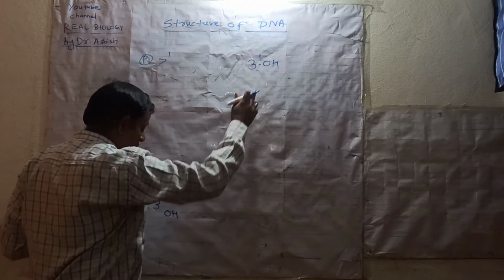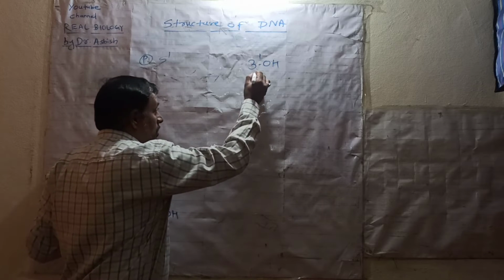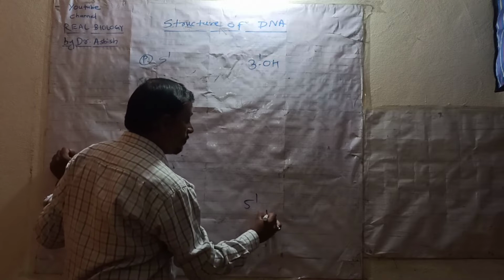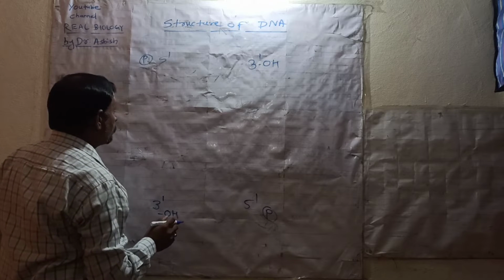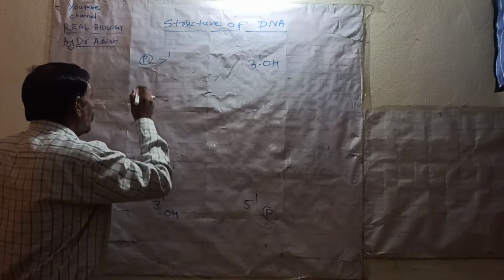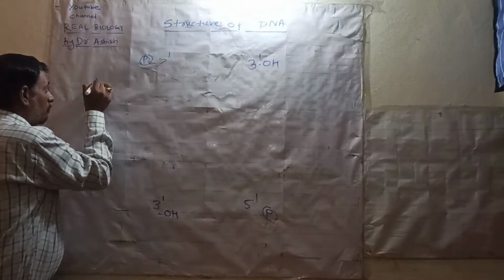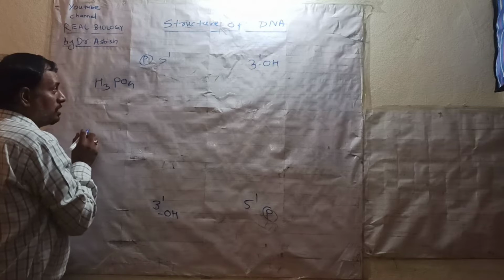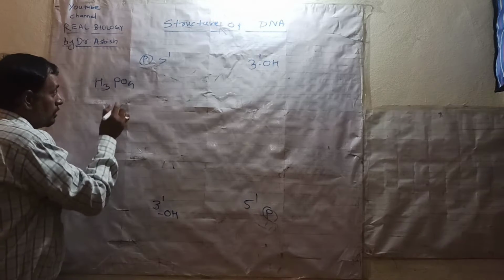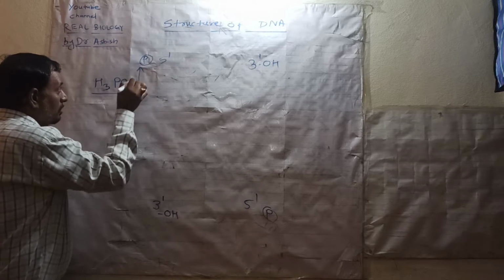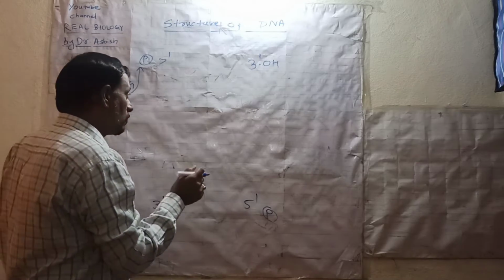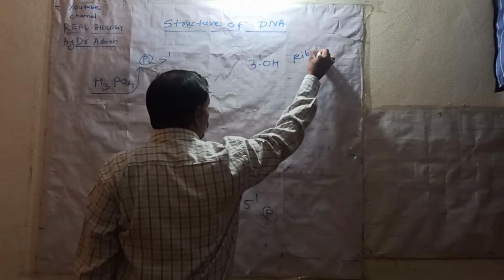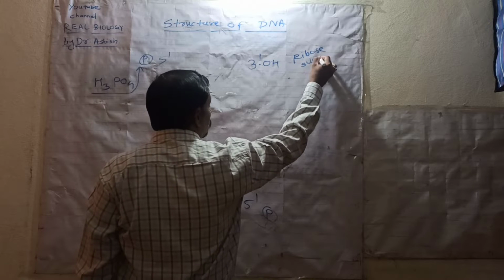If there is a 3' hydroxyl end, on the other side there is a different end, that is the 5' phosphate end. So what is phosphate actually? It is H3PO4, as we studied in the past two parts. Phosphate is nothing but H3PO4. The hydroxyl group is of the ribose sugar. Which sugar? Ribose sugar.